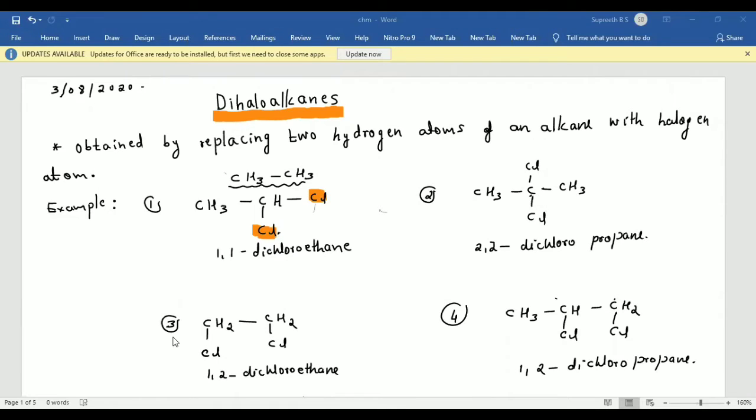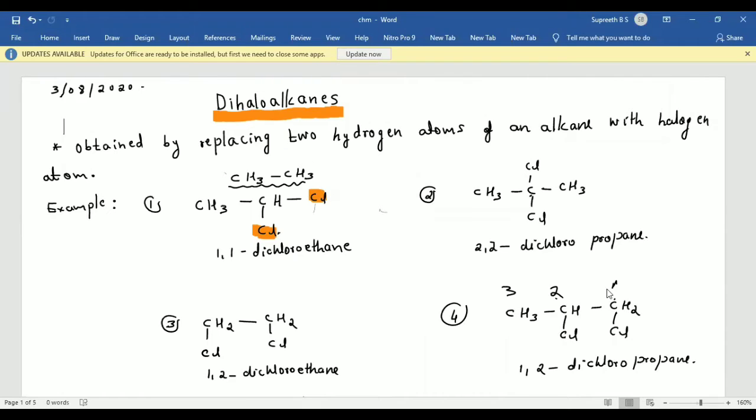If you go to the third example, we have two halogen atoms, but they are present on adjacent carbon atoms, right? One chlorine atom is present on the first carbon, another chlorine is present on the second carbon. Next, in the fourth example, we have two chlorine atoms present on adjacent carbon atoms. If you number from this side, this is the first carbon atom, this is the second, this is the third. First preference goes to the substituent group. So on the first carbon and second carbon, two halogen atoms are present on adjacent carbon atoms.